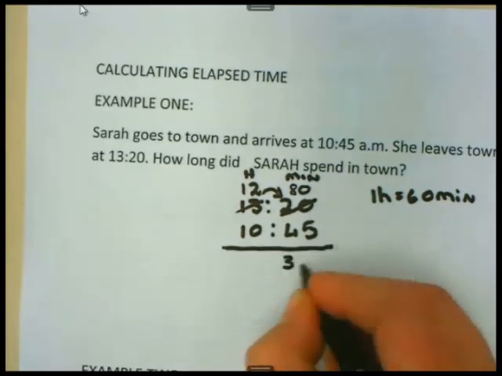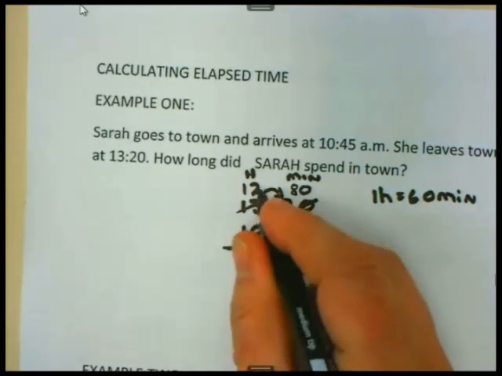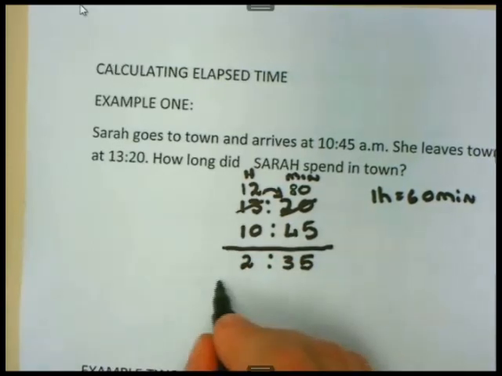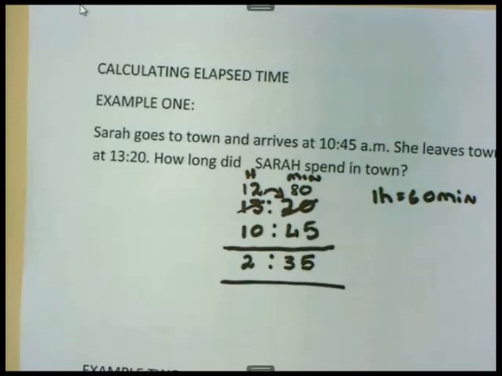Yes, I get 35. And if I subtract the 10 from the 12, I simply get 2. Meaning that Sarah spent 2 hours and 35 minutes in town.